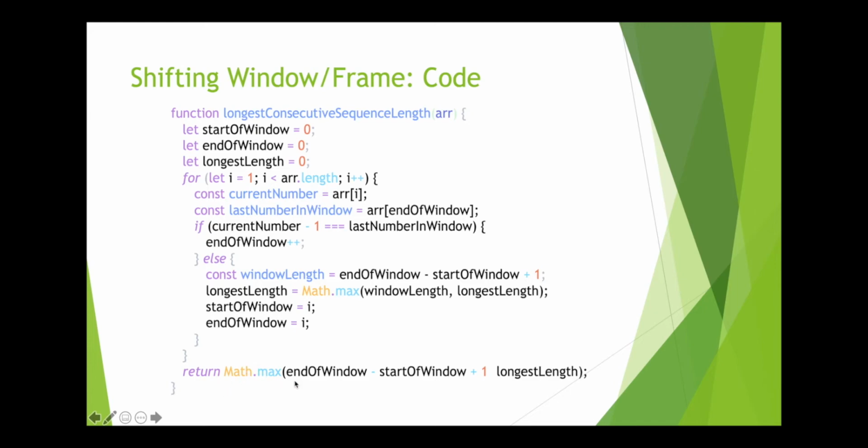And then basically here we just want to return the max of the window length and the longest length, right? There should be a comma here. There actually is, but it's a little bit hard to see. But yeah, so does anyone have any questions about that?